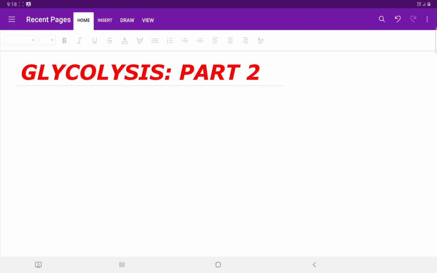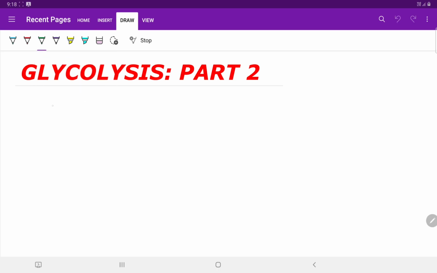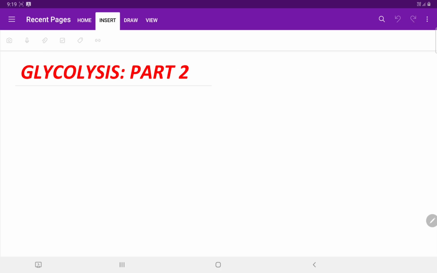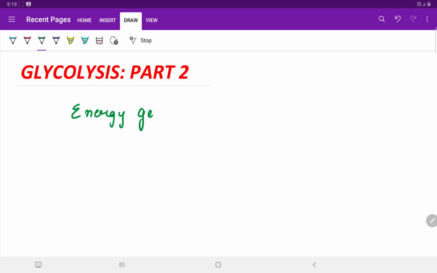Welcome students. In today's class we shall be learning about the energy generation phase of glycolysis. This is part 2 of glycolysis. In our previous class we had learned about the energy investment and splitting phase of glycolysis. So we shall be starting with the energy generation phase of glycolysis. In this phase the ATPs and NADH will be produced.